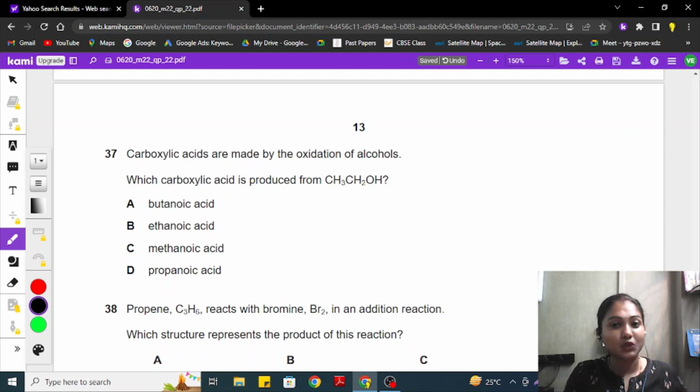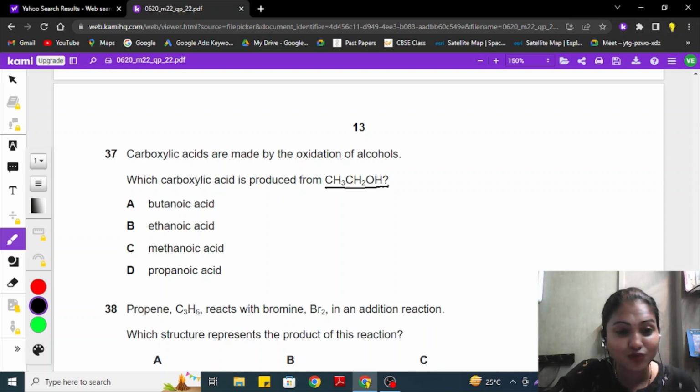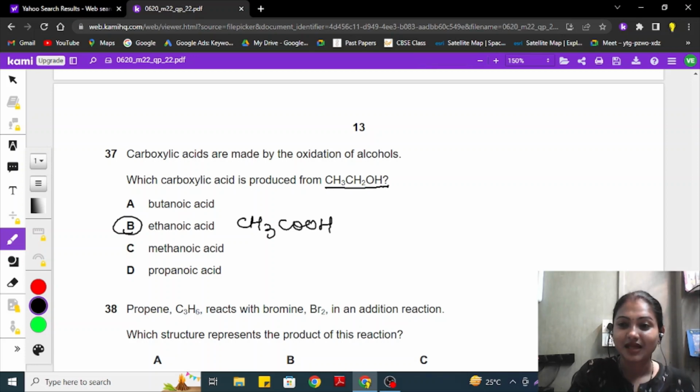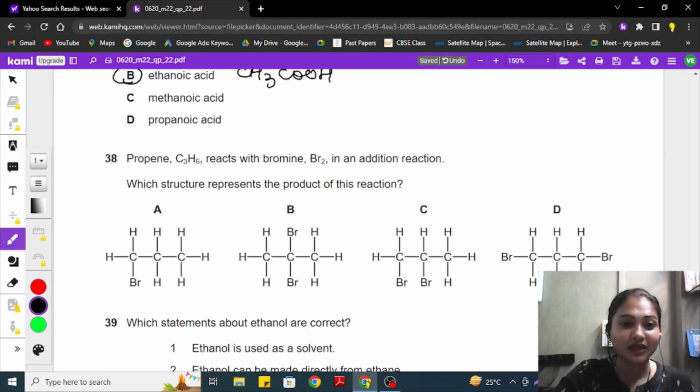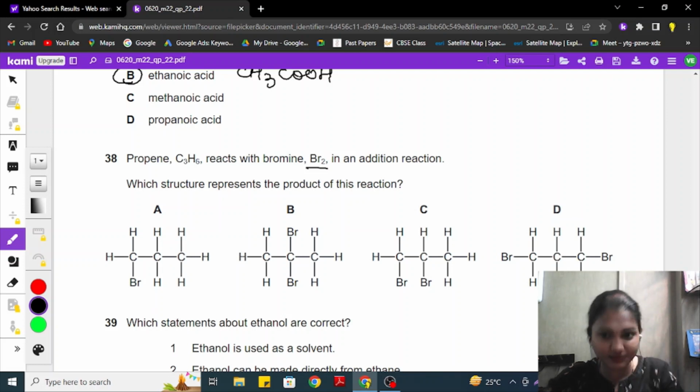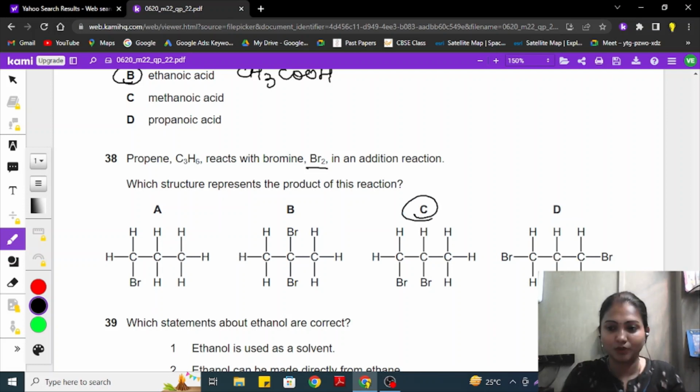Carboxylic acids are made by the oxidation of alcohols. Which carboxylic acid is produced from CH3CH2OH? Now there are 2 carbon atoms, so we are going to get ethanoic acid, because ethanoic acid also has 2 carbon atoms. It's so simple. Coming to the next question. Propene reacts with bromine in an addition reaction. Which structure represents the product of this reaction? Now both are going to add, it's an addition reaction, the bromine connects to it. So wherever we can see 2 bromine atoms on the same side, not on the other side, so C is the correct option for 38.